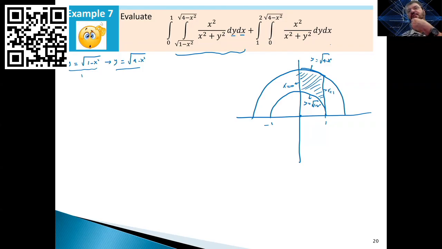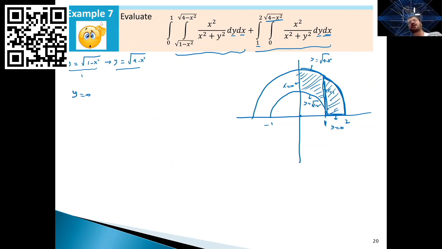If you look at the second integral now, x is from what? From 1 to 2. Beautiful. So we are here. And y is from 0. Where is y equals 0? This is y equals 0, isn't it? To y equals what? The upper half of the circle. So here is x equals 1, guys. Here is x equals 2. From 1 to 2. And then from y equals 0 to y equals this. So this is the second region.